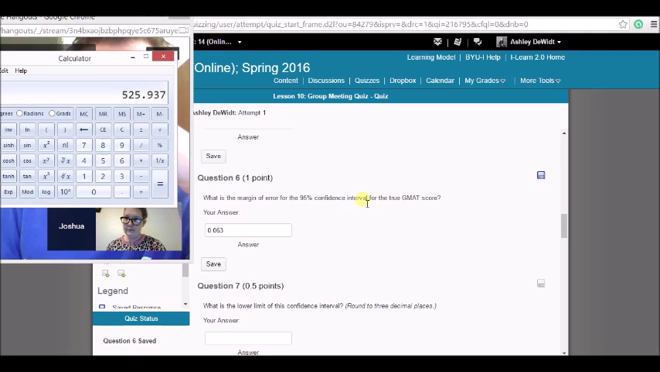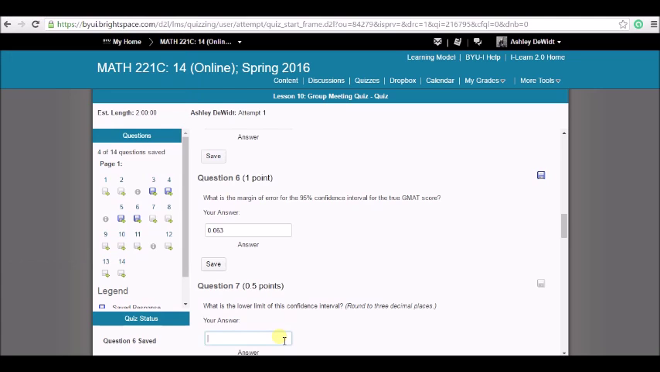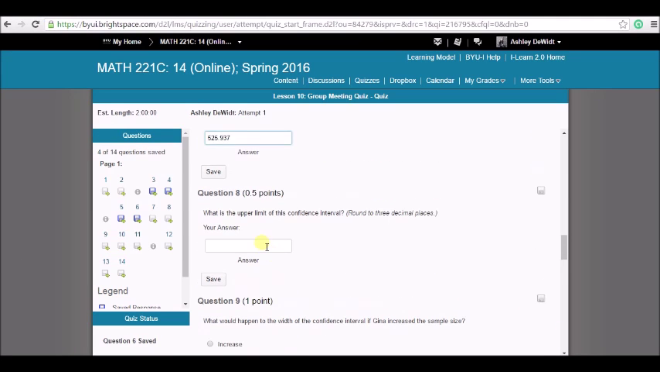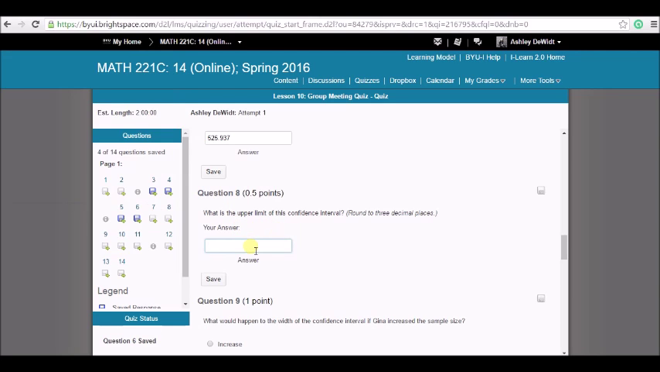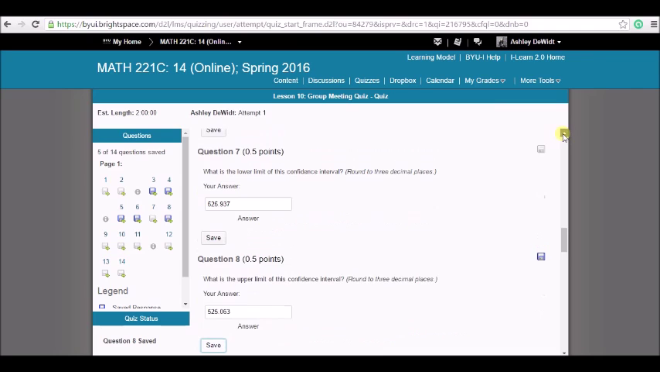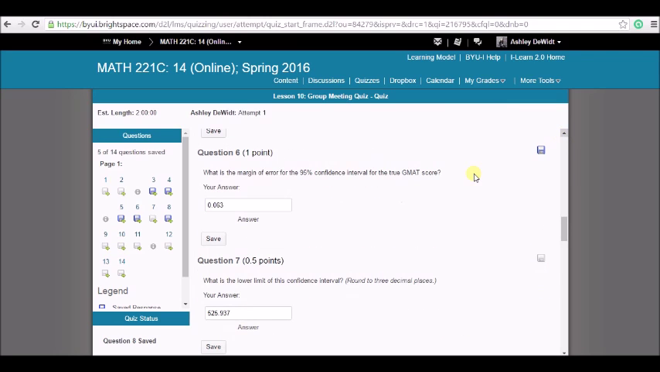So 525.937 is the lower limit, and 526.063 is the upper. What did you get for number 6? The 0.063. 0.063? Yeah, for the z-score. Okay.